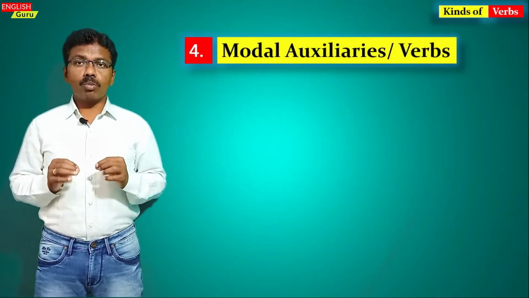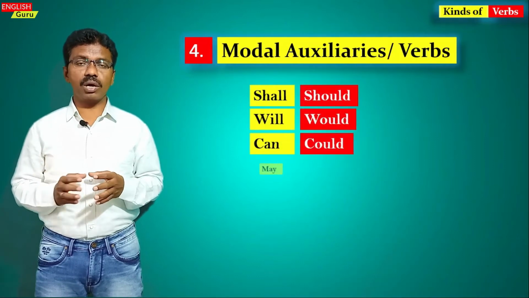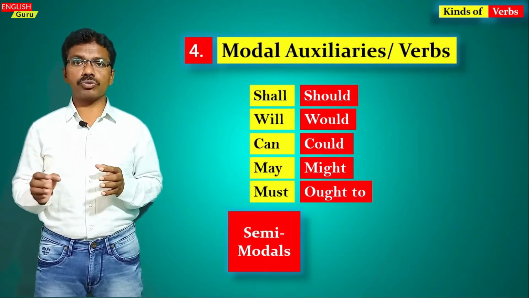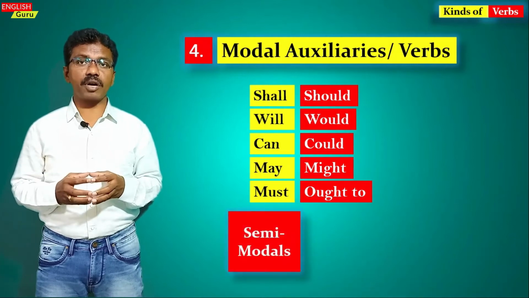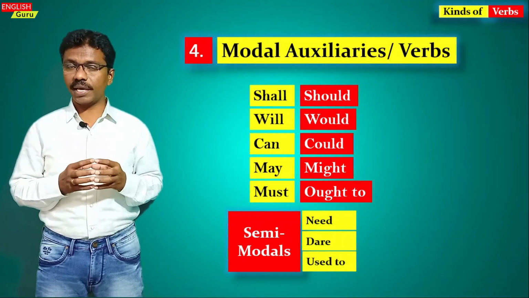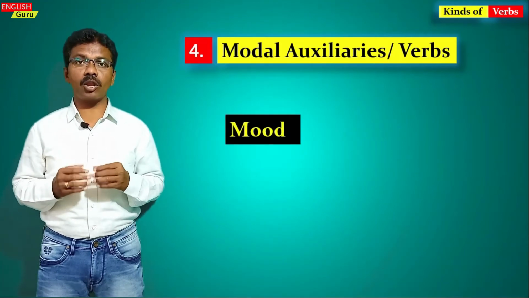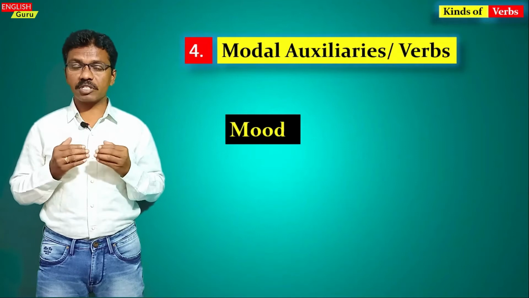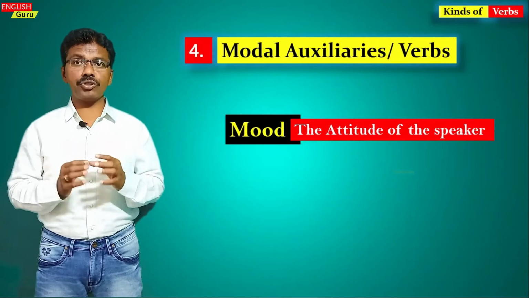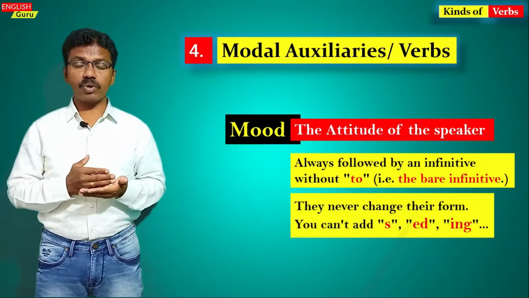And the fourth one is modal auxiliaries, we call them modal verbs. They are shall, should, will, would, can, could, may, might, must, ought to. And there are three other kinds of auxiliaries, we call them semi-modals. They are need, dare, used to. These are all the modal auxiliaries, and they help us a lot in conveying the mood, that is the attitude of the speaker, and we cannot change the form of the modal auxiliaries like verb 1, verb 2, verb 3.